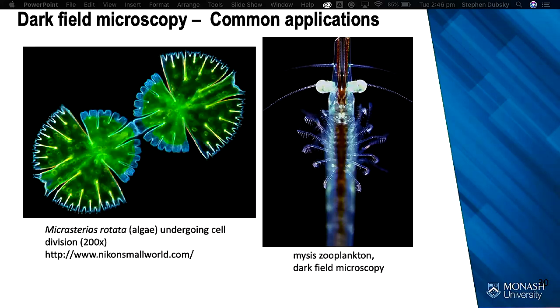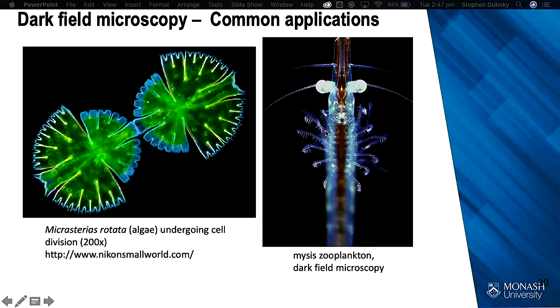So this is algae undergoing cell division, 200 times. And this is a zooplankton there. So you can contrast this with the mosquito image that I showed you before. Background's dark because there's no direct illumination. All you're seeing is the light scattered. And you can kind of see that here.